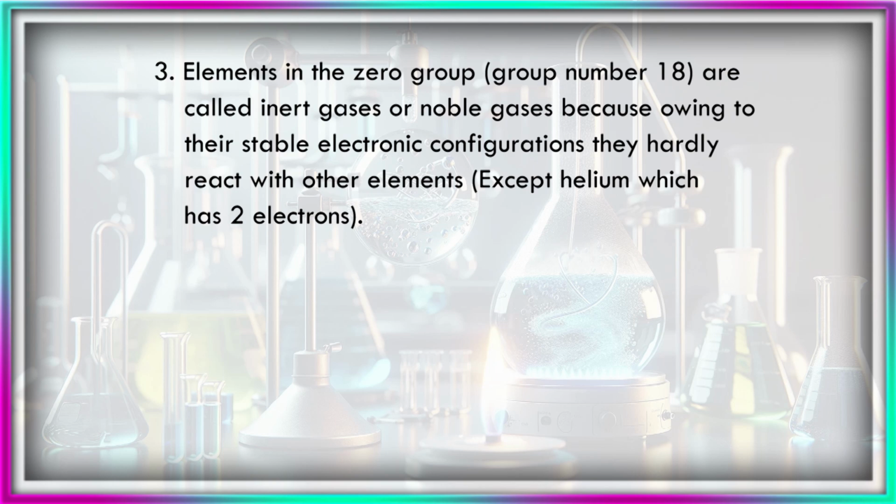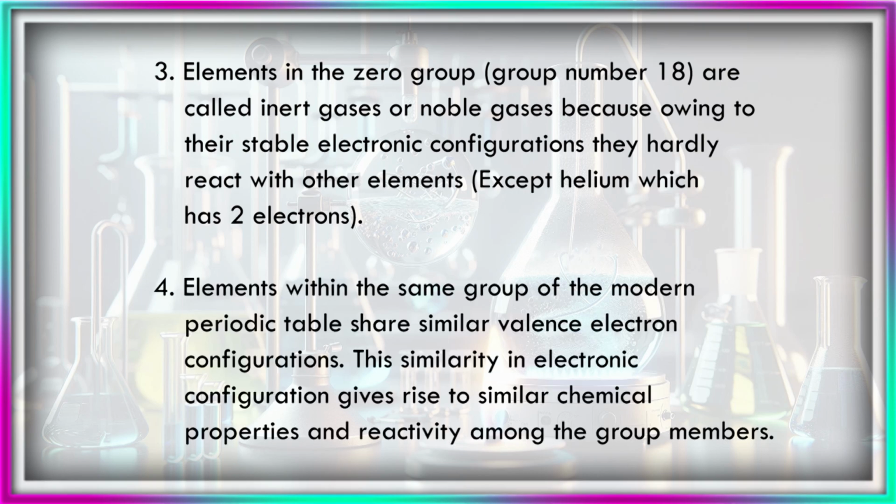3. Elements in the zero group, group number 18, are called inert gases or noble gases because, owing to their stable electronic configurations, they hardly react with other elements, except helium which has 2 electrons. 4. Elements within the same group of the modern periodic table share similar valence electron configurations. This similarity in electronic configuration gives rise to similar chemical properties and reactivity among the group members.